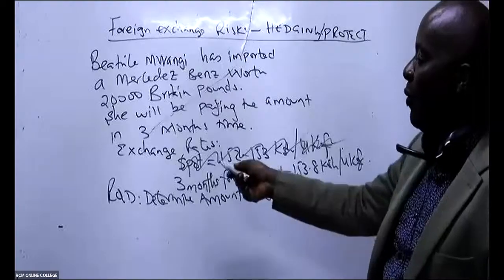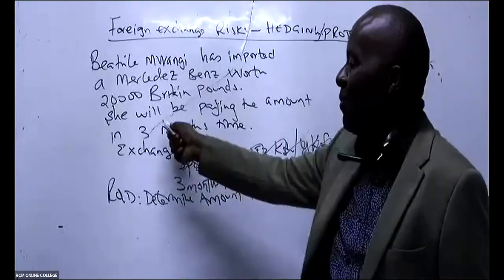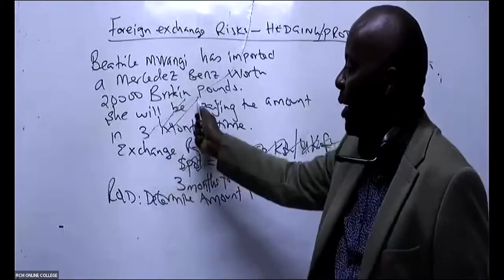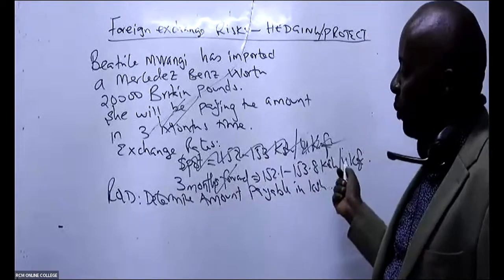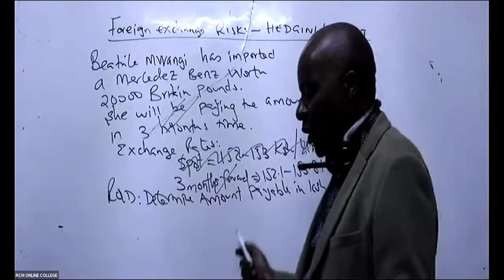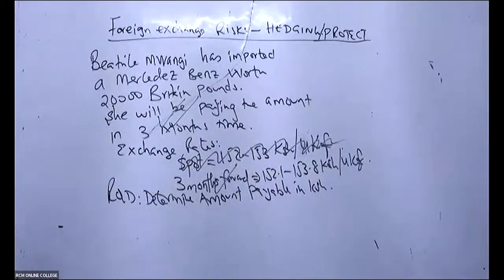At times they could give you even a 1 month forward rate. The most important thing is the matching of time periods. Beatrice is required to pay this amount in 3 months' time, and the 3 months forward exchange rate will be used. So we are using this 3 months forward exchange rate.